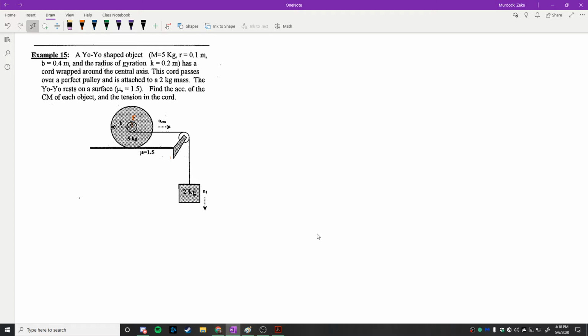And then it has something called a radius of gyration, of 0.2. I'm going to talk about what this means in a second. It has a cord wrapped around the central axis. This cord passes over a perfect pulley, that's here, and it's attached to a 2 kilogram mass. The yo-yo rests on a surface with a coefficient of static friction of 1.5. We want to find the acceleration of the center of mass of each object, this one and this one, and the tension on the cord.